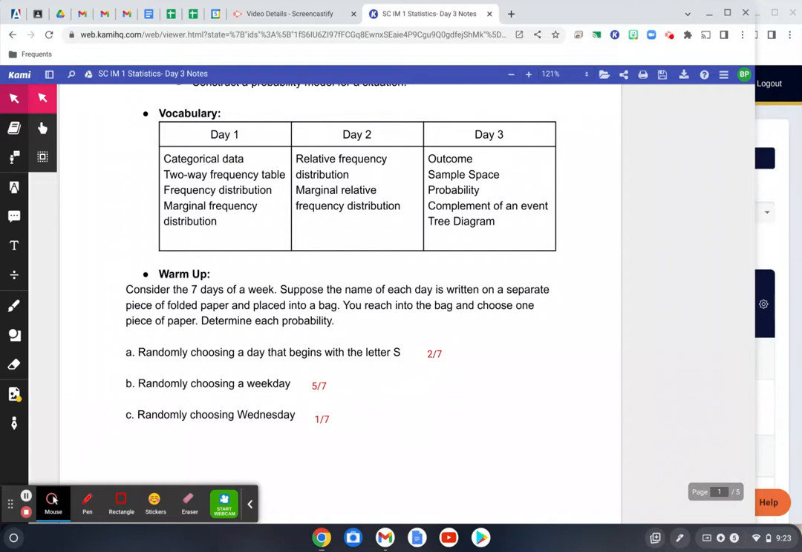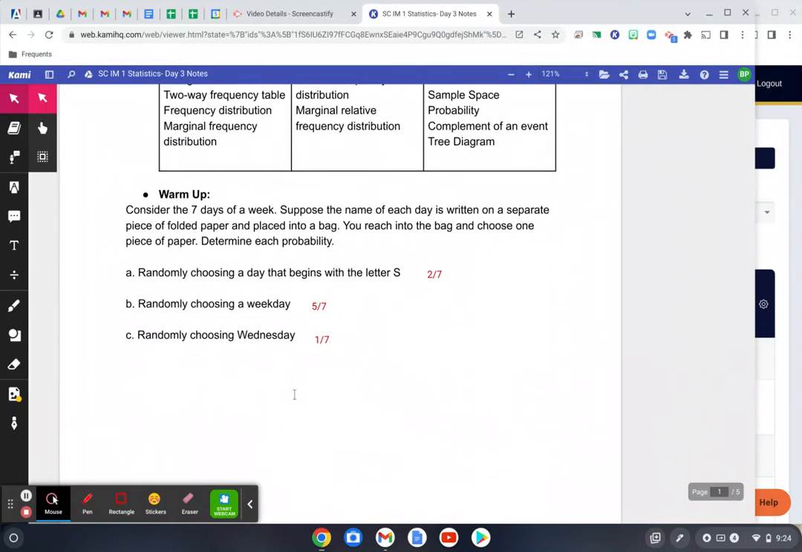All right, so looking at the warm up here, considering the 7 days of the week, suppose the name of each day is written on a separate piece of paper and tossed into a bag. When you reach in and choose one piece of paper, determine each probability. The probability of choosing a day that starts with the letter S, well, that's going to be Saturday or Sunday, right? So the probability of that happening is 2 out of 7. The probability of you choosing a weekday, well, that's Monday, Tuesday, Wednesday, Thursday, or Friday. That would be 5 out of 7. And the probability of you reaching in and choosing Wednesday out of the 7 pieces of paper in that bag is going to be 1 out of 7. So these are just ways to represent probability.